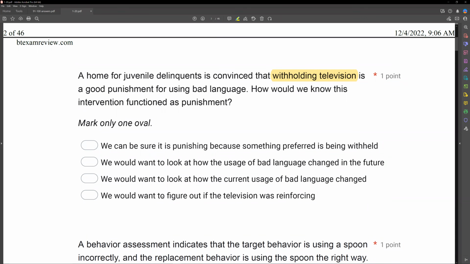And then D, we would want to figure out if the television was reinforcing. That has nothing to do with it being a punisher. We're worried about how this withholding of television is going to change bad language in the future. If it's not changing anything, it's not punishing. If it's decreasing it, it is punishing. So, how would we know this intervention functioned as punishment? Well, we would want to look at how the usage of bad language changed in the future.